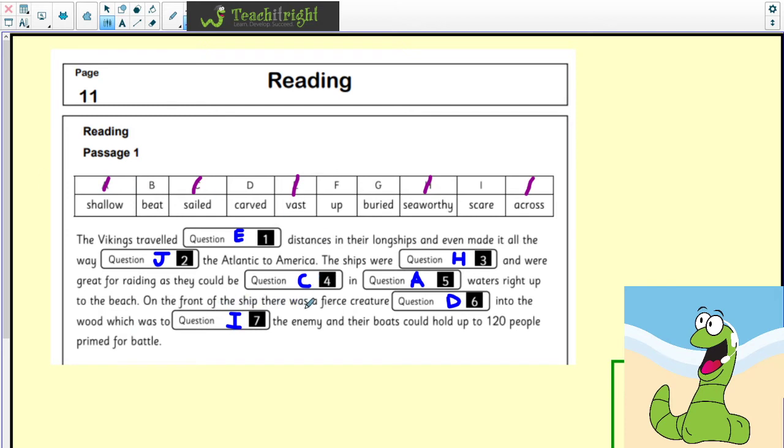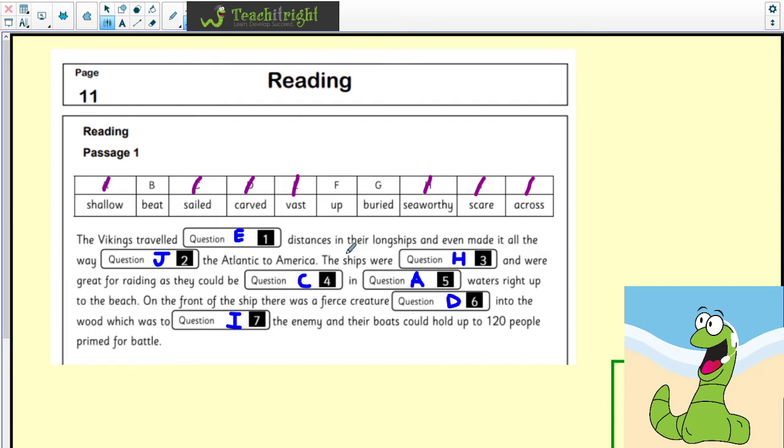On the front of the ship, there was a fierce creature, something into the wood. So it's sort of been made into the wood, and the word we're looking for there is carved into the wood, which was to something the enemy. Of course, scare the enemy, and their boats could hold up to 120 people primed for battle.